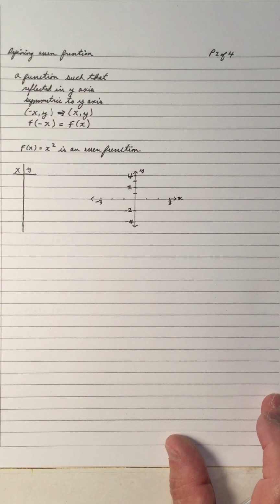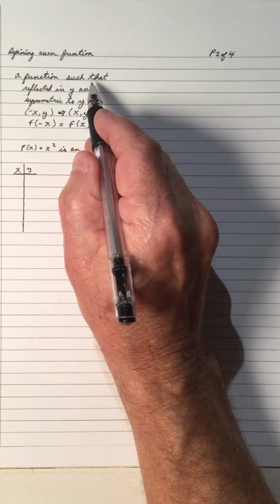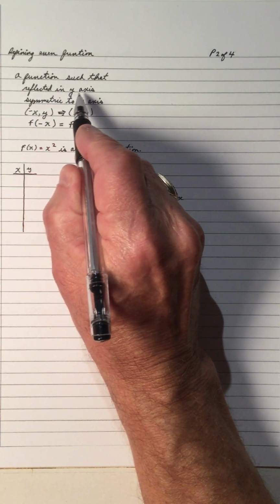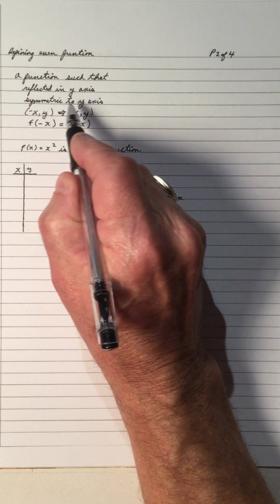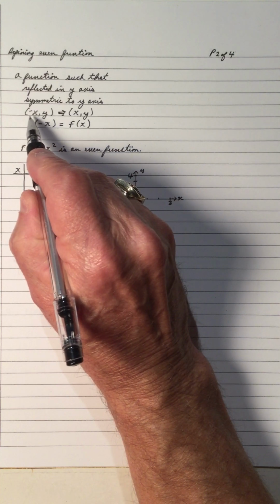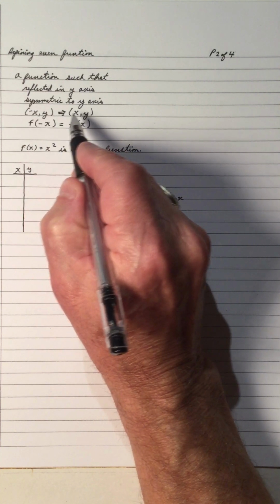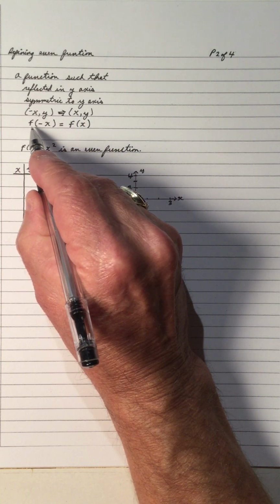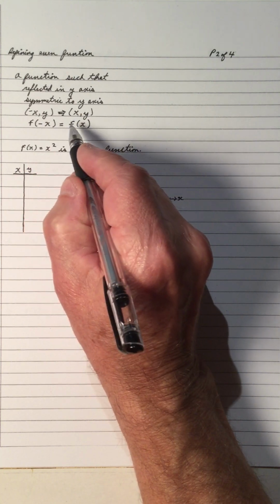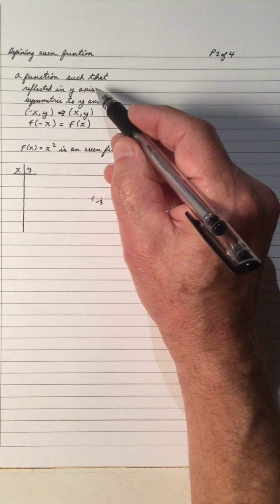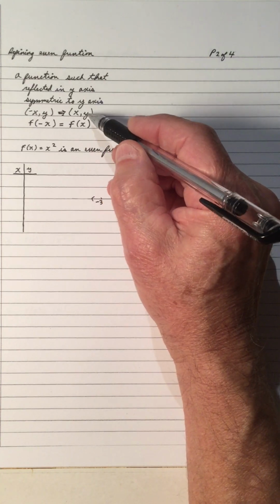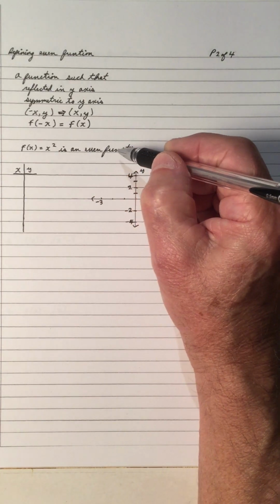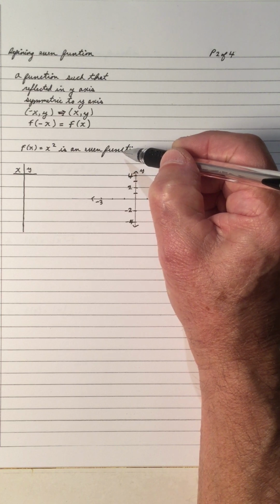Defining an even function: a function such that it is reflected in the y-axis, symmetric to the y-axis. Negative x, y is mapped to x, y, or f of negative x is equal to f of x. These are different ways of saying we have an even function. Let's do an example of an even function.